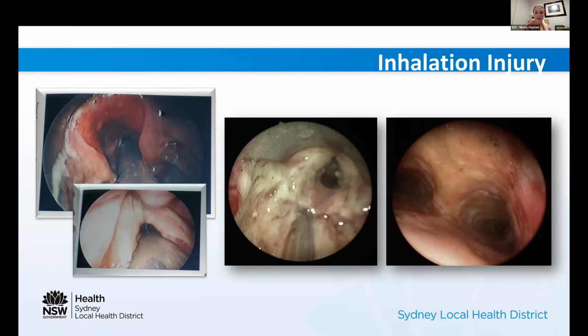There's a few images of some of my inhalational burn injury patients. On the left-hand side, this is an accidental steam inhalation. On the right-hand side, this was an accidental ingestion aspiration of a flammable substance along with flame. On the far right-hand side, that's her main carina.